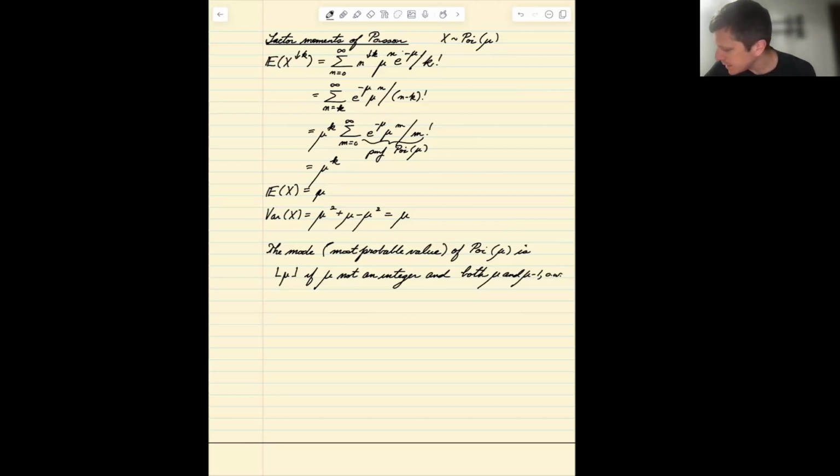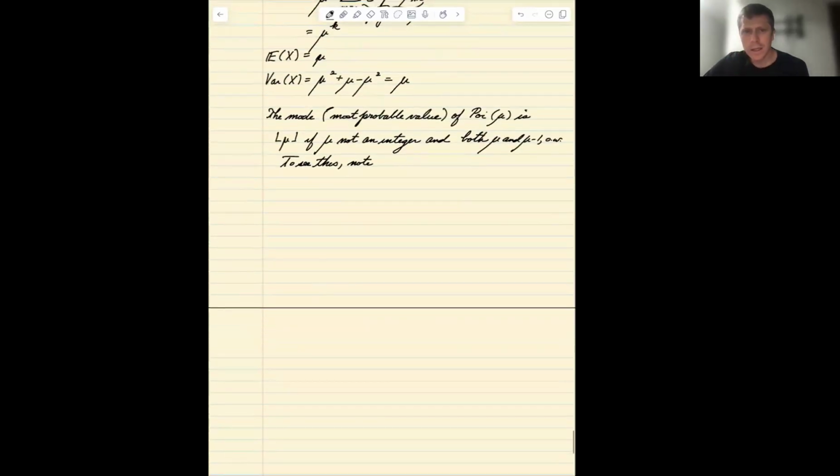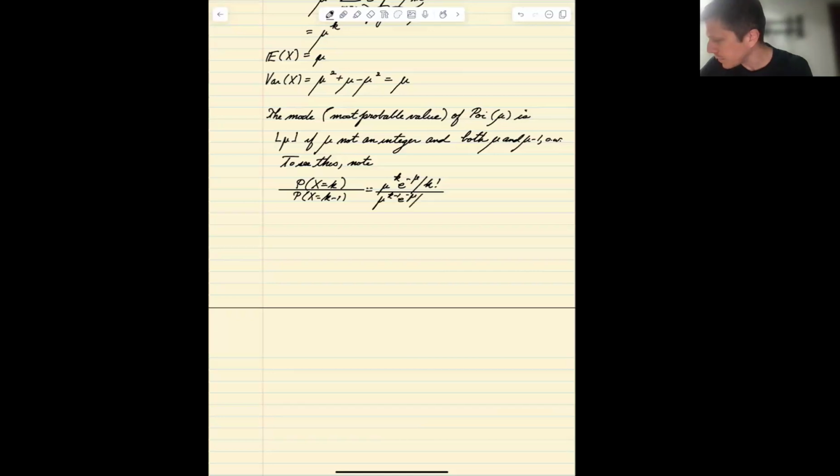And how do we see this? Consider the fact that the ratio of the probability that x is equal to k divided by the probability that x is equal to k minus 1 is mu to the k, e to the minus mu over k factorial, divided by mu to the k minus 1, e to the minus mu over k minus 1 factorial. So this is equal to mu over k.